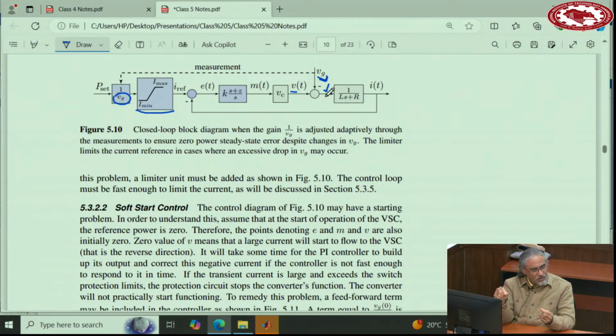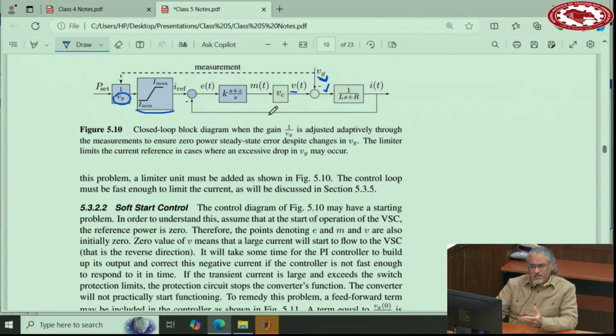And that means a large amount of current will rush through from the grid to the converter if you just start at 0 without doing anything. If you do not take any consideration and just start as it is, a large amount of current will rush into the converter, and if the controller is not strong enough to suddenly respond to that huge amount of current, it will shut down. The protection system will shut down the operation.